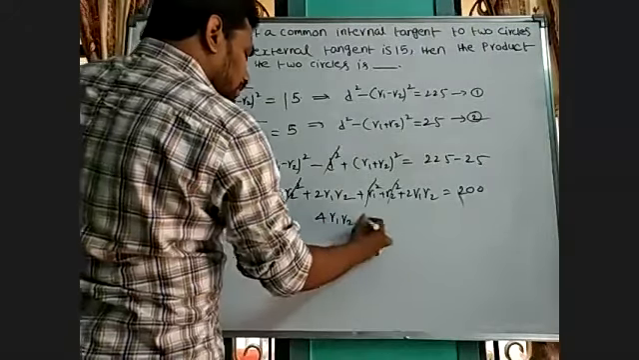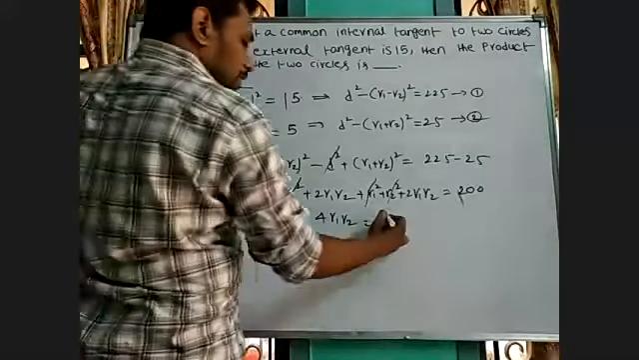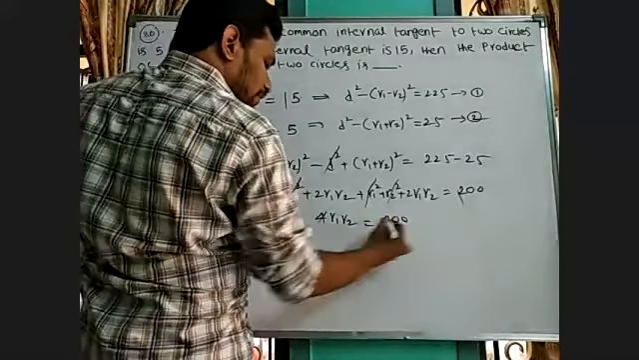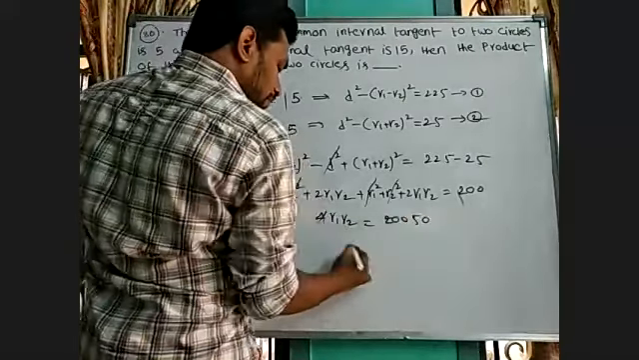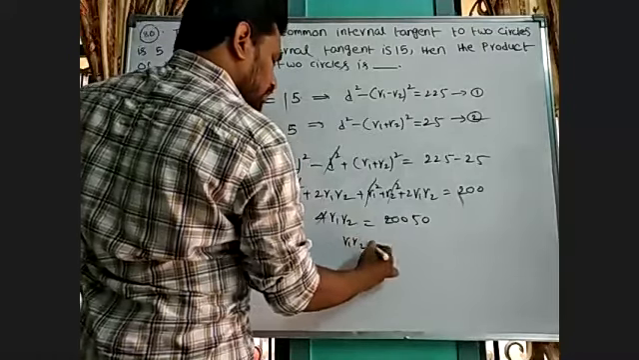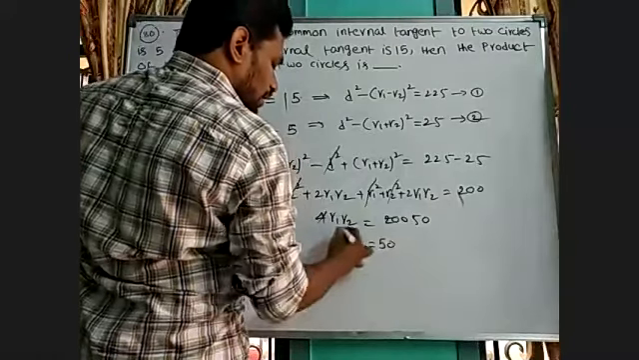So 4r1 r2 equals 200, which gives 50. So r1 r2 equals 50. Write it.